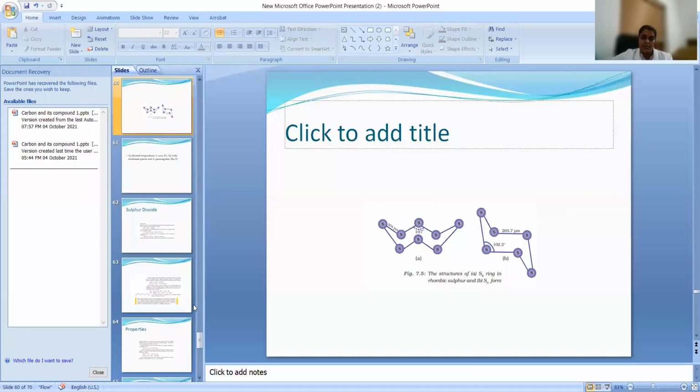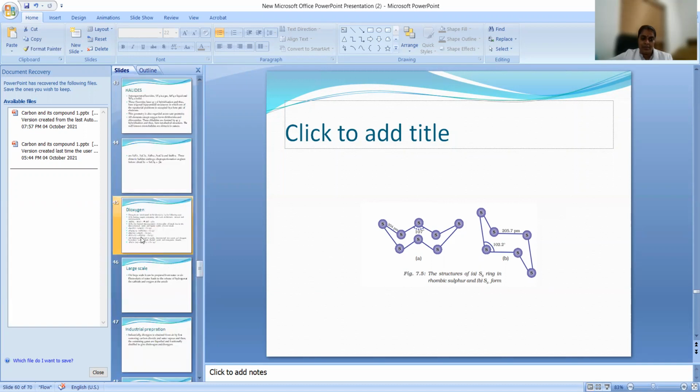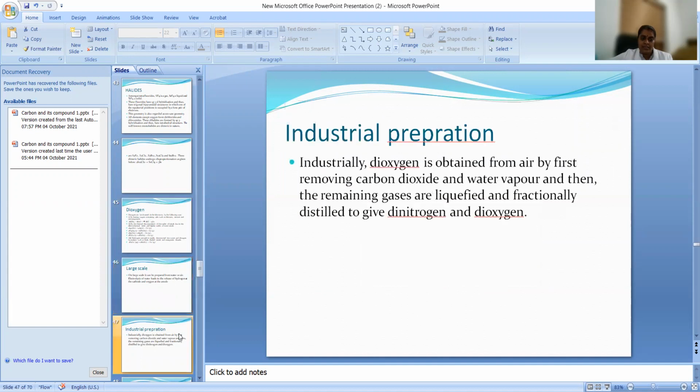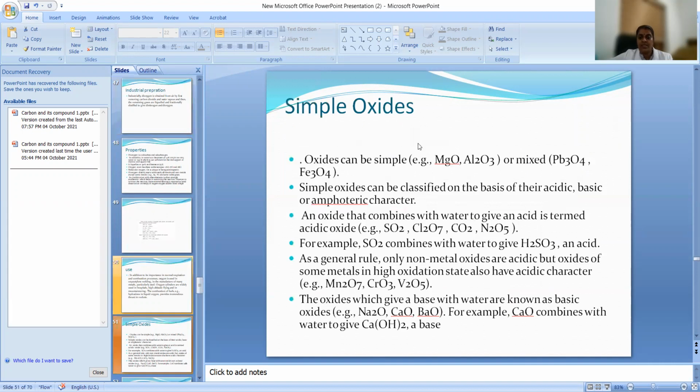Hi students, let us see some oxides also of group 16. Actually, we have learned till here. Dioxygen, large scale and industrial preparation we have learned, and simple oxides we are learning now.